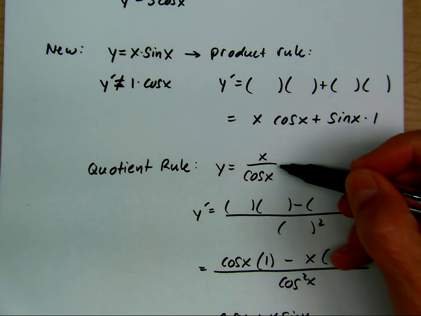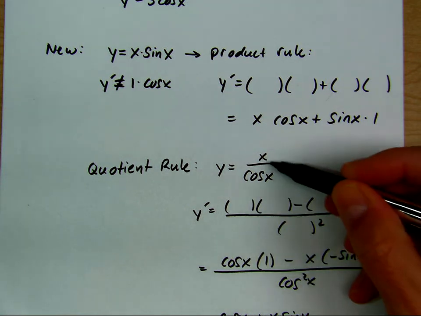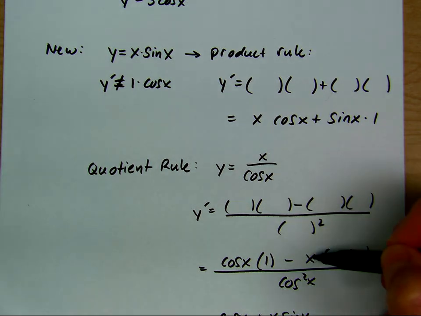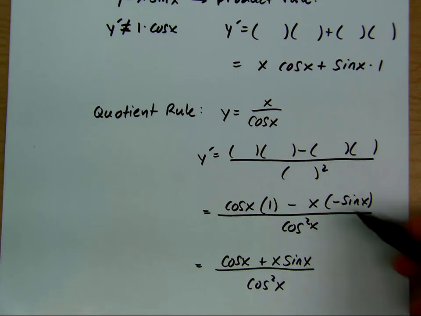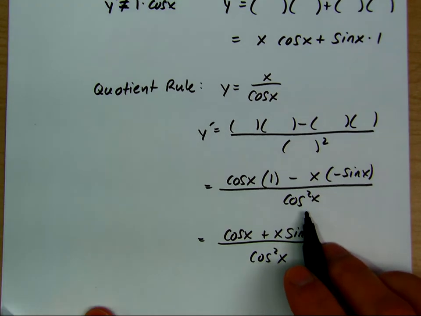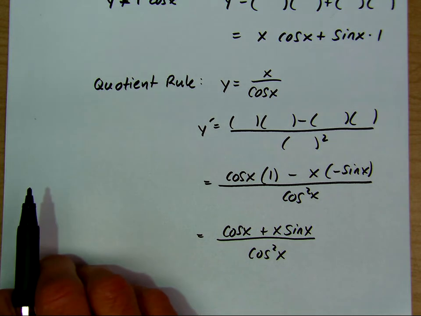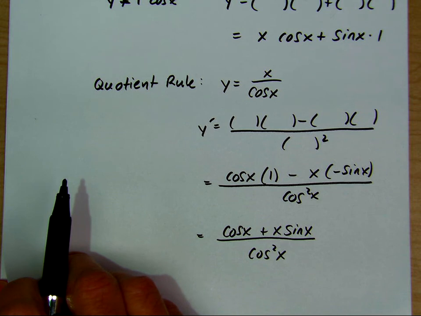So if we have a quotient, we will copy the denominator here times the derivative of the numerator minus the numerator times the derivative of the denominator, and that's all over the denominator squared. And we can just rewrite that. And we're just going to look at some functions with some more complicated algebra that we didn't see the first time we did this.